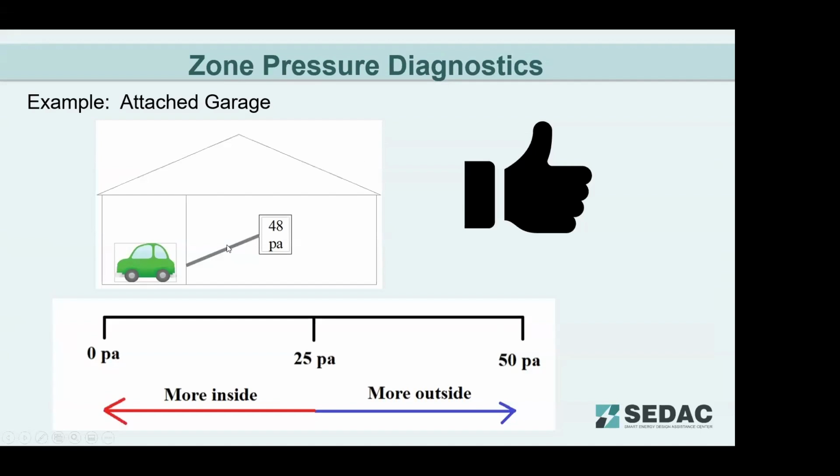So we've got a manometer in the house. There's an attached garage here. The connection of the garage is 48 pascals with respect to the house. Because the garage is outside of our envelope, we like that number. That's where that thumbs up comes from.